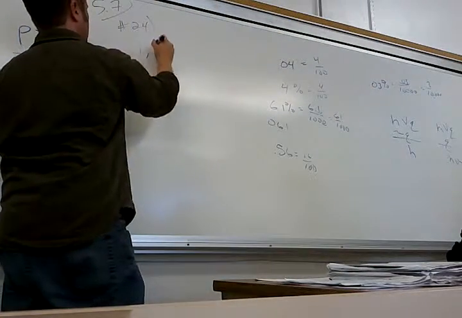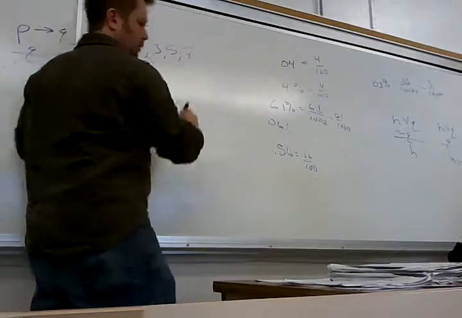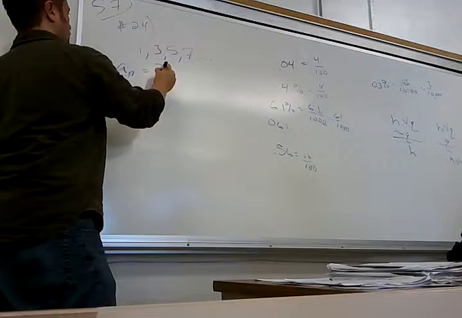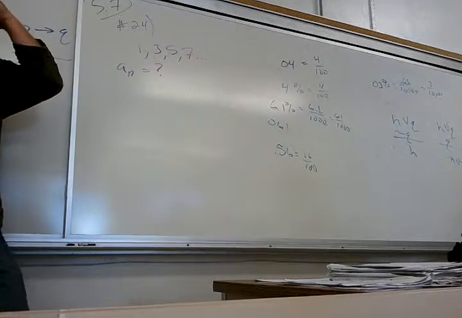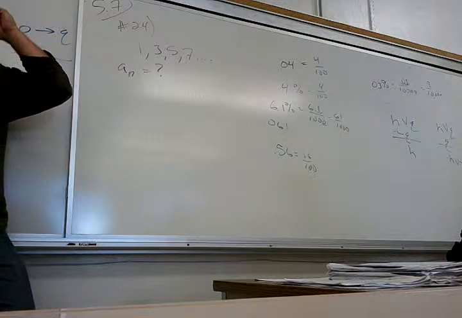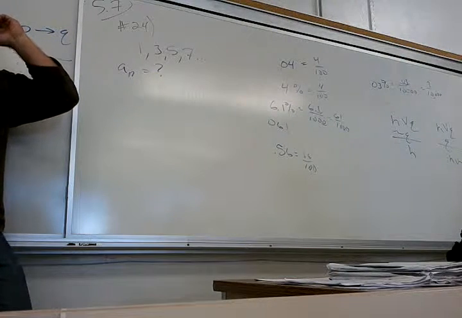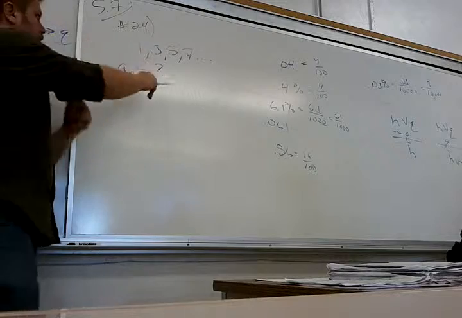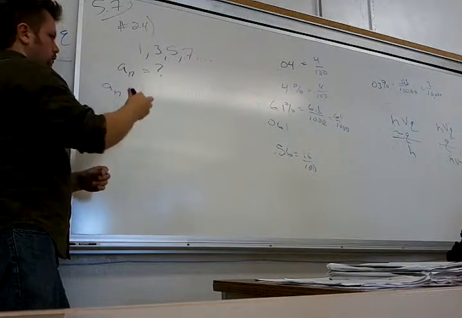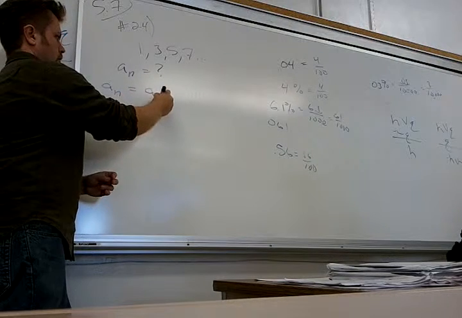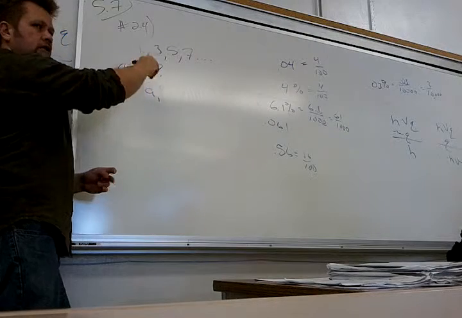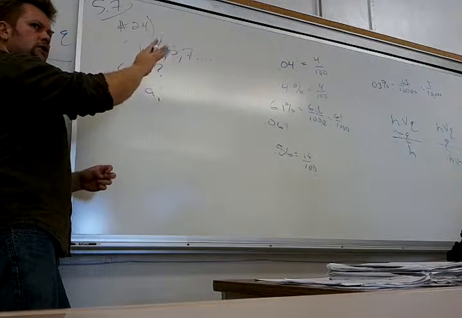24 is 1, 3, 5, 7, and they're asking you for AN. What type of sequence is that? Arithmetic, right? I love saying that word. Sounds like Aramaic. Arithmetic. So multiplication. So what's the formula for an arithmetic sequence? Term. AN equals A. No, it's not geometric. It's not multiplying, so there's no R's in it.